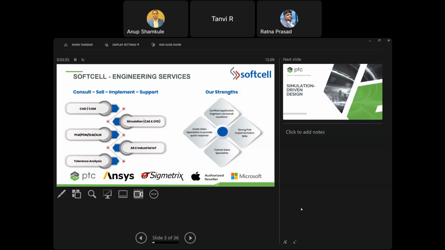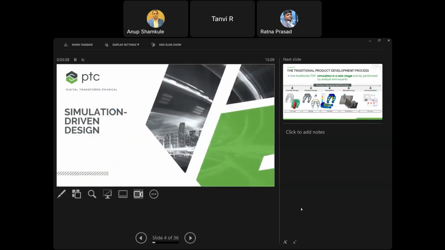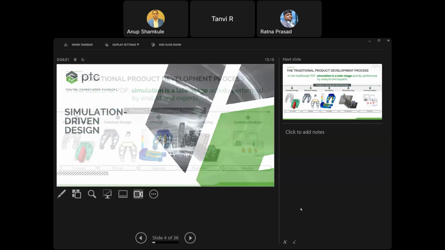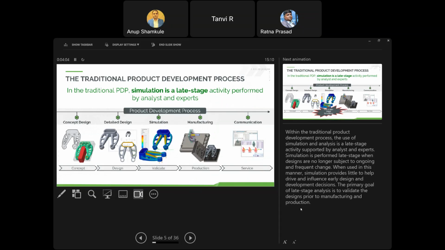Before that, I'll introduce this term, which is called simulation-driven design. When we look at the traditional product development process, generally it starts with a concept, which is realized as a detailed design, and then simulation comes into the picture, and then it gets into manufacturing, and then the manufacturing is delivered in terms of drawings or whatever it may be. But if you look at these stages, simulation comes only when the design is completed. When I say detailed design, it can be 2D or 3D.